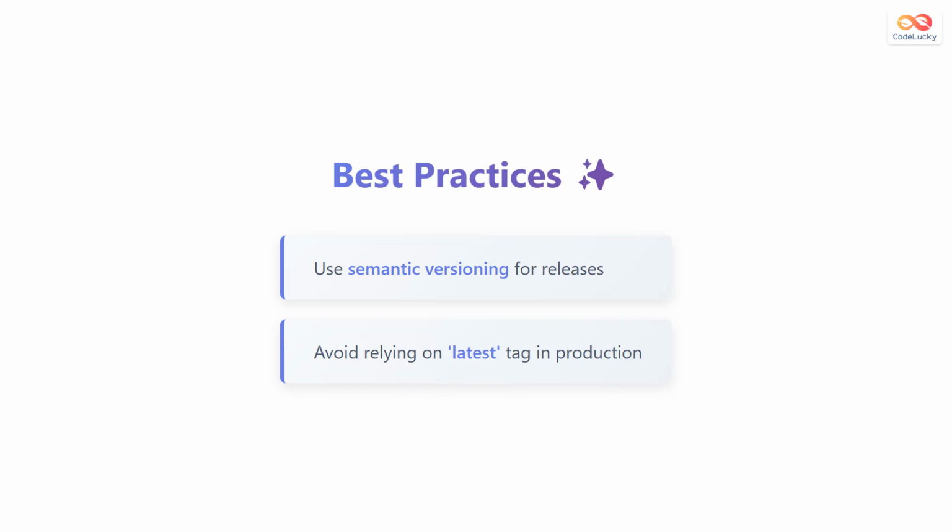Let's discuss some best practices for Docker image tagging. First, use semantic versioning for releases. Second, avoid relying on the latest tag in production environments. Be specific with your versions.